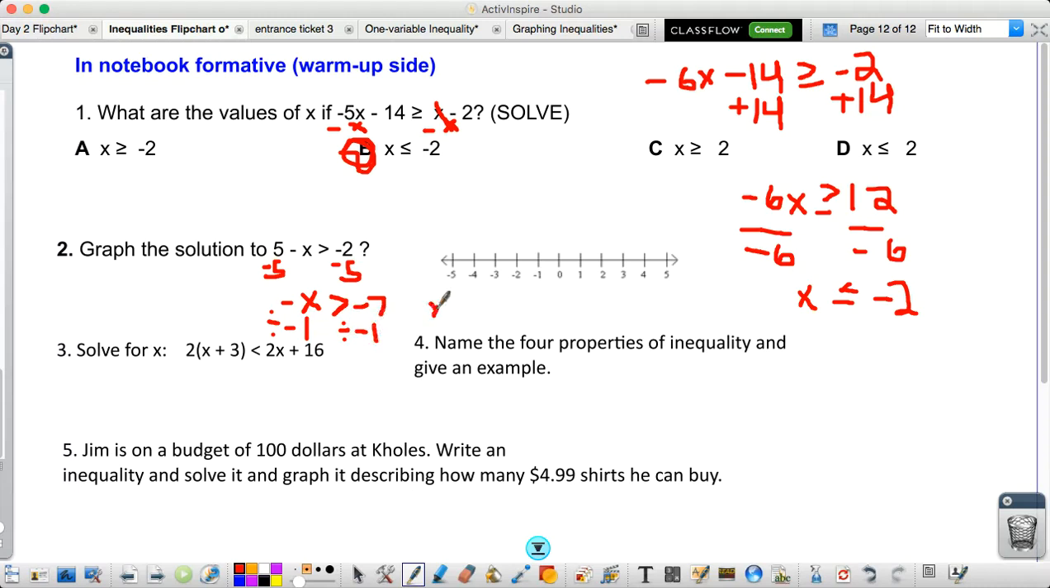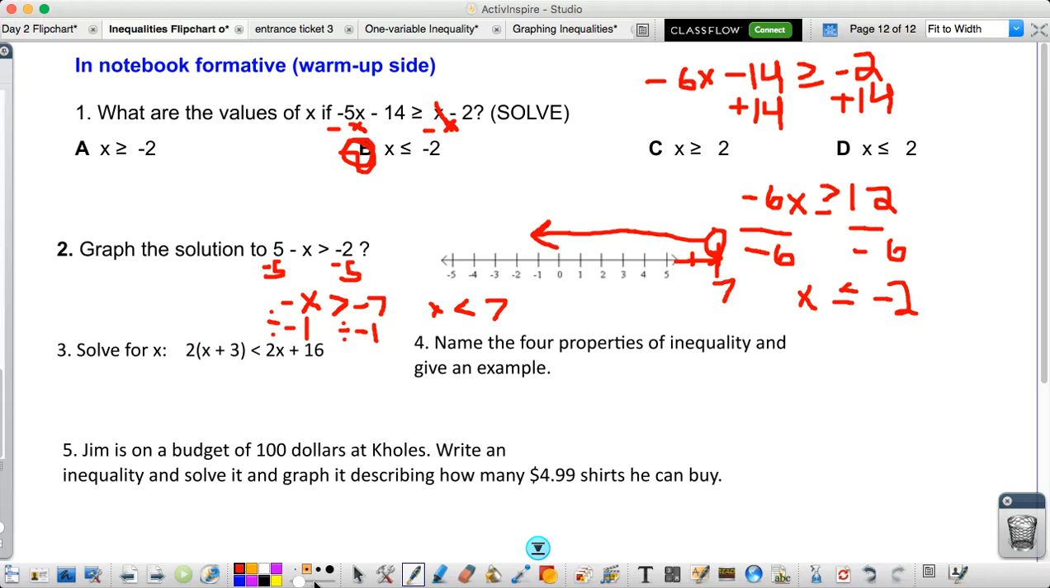And I end up with x is less than 7, because I'm dividing by -1, and a negative divided by a negative is a positive. So I would put this at the 7 that doesn't exist there. Right here I put my open circle, and I'd go this way. Okay? All right, that's at 7.